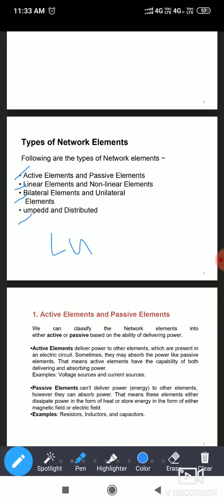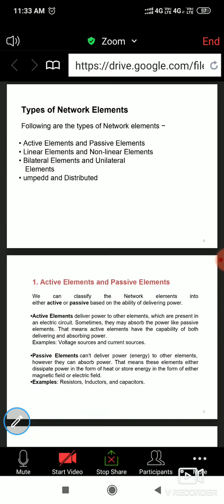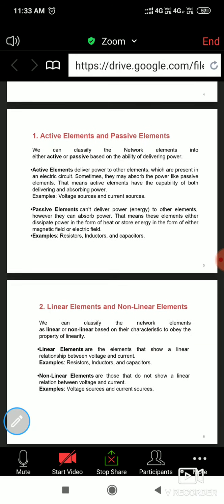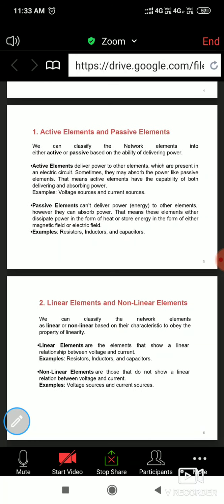Lumped and distributed. Okay, I will make the correction. So these are the four types: active elements and passive elements, linear elements and non-linear elements, bilateral elements and unilateral elements, and the fourth one is lumped and distributed. Okay, now next point. First we will start with the first type of network elements, active elements and passive elements.